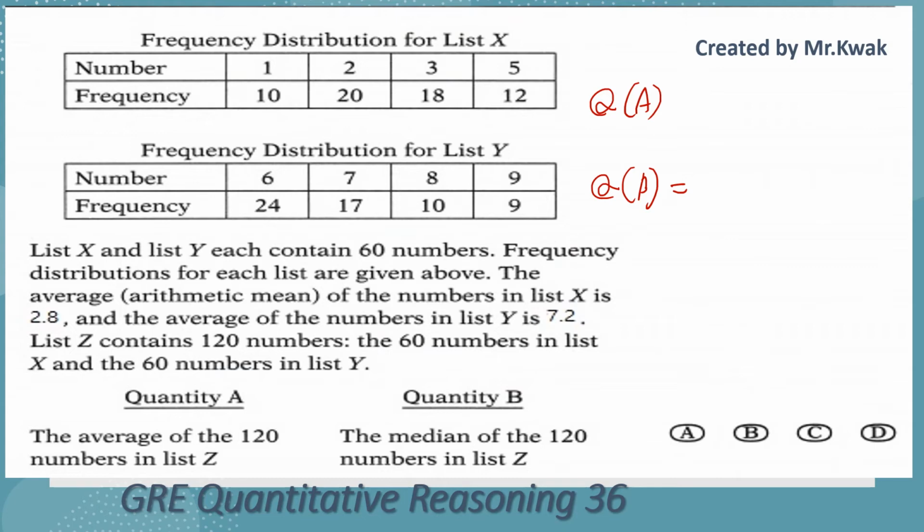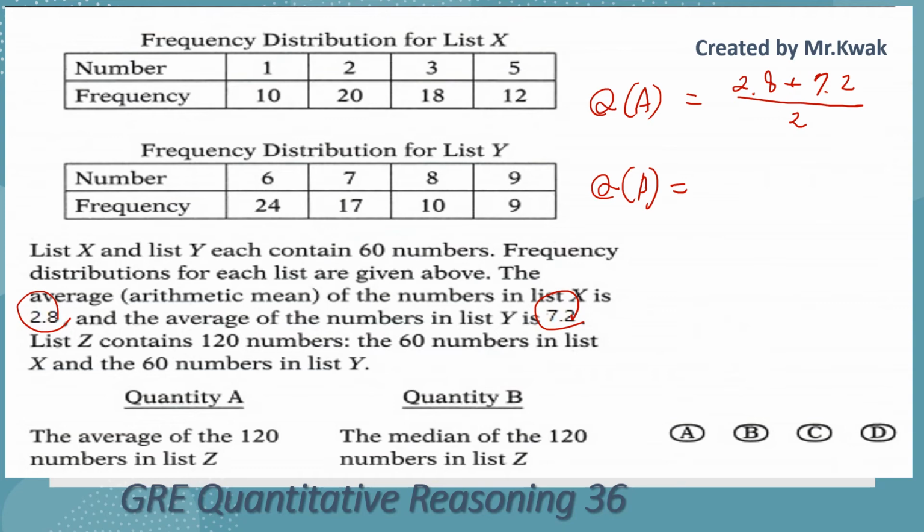But one more time, the average of 120 numbers in list Z. We already know the average of X and the average of Y. So that's why we calculate this way. Is that correct? Yes. So this is the simplest way, but we can have a suspicion or doubt or curiosity about why it makes sense. I don't understand, Mr. Kwok. That's why we are going to think about it in a different way.